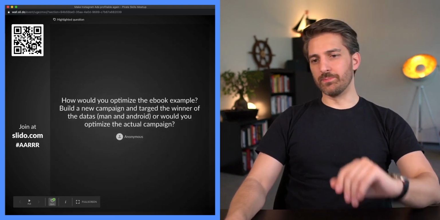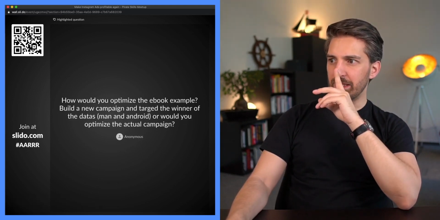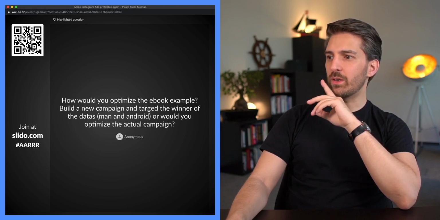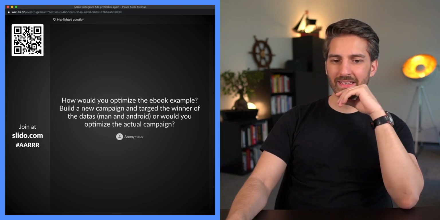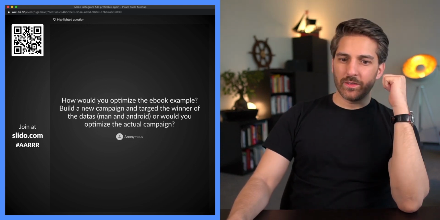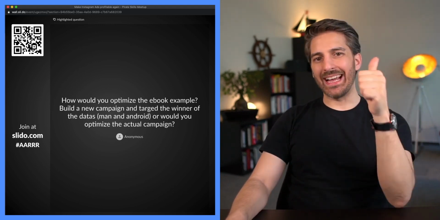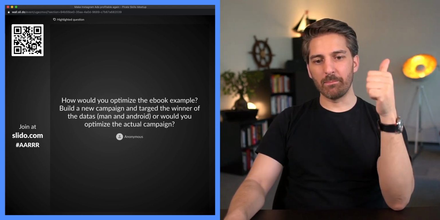So next question. How would you optimize the ebook example? Build a new campaign and target the winner of the data, male and Android, or would you optimize the actual campaign? Yeah, I would start with optimizing the ad. That has the highest priority.